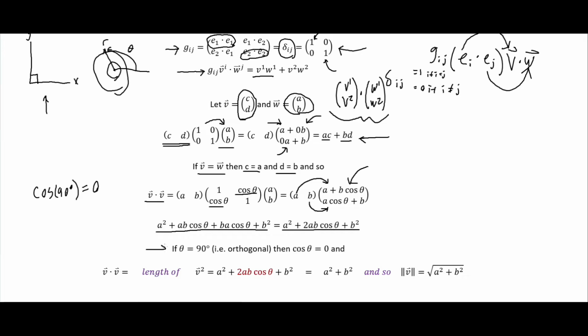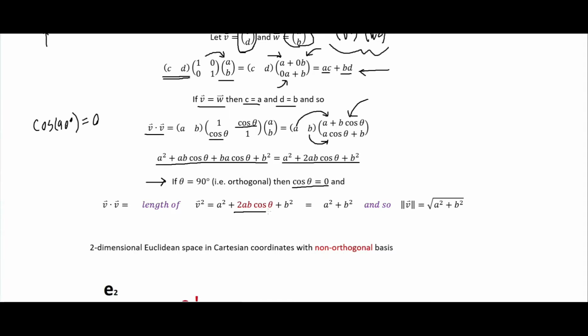Then right here, once again, if theta equals 90 degrees, so orthogonal, then cosine theta equals 0, and this right here will go to 0. So we get A squared plus B squared, and so that is our Euclidean metric. Remember, I said that was essentially the Pythagorean theorem, which is C squared equals A squared plus B squared. And so C equals the square root of A squared plus B squared. And so that is our Pythagorean metric.